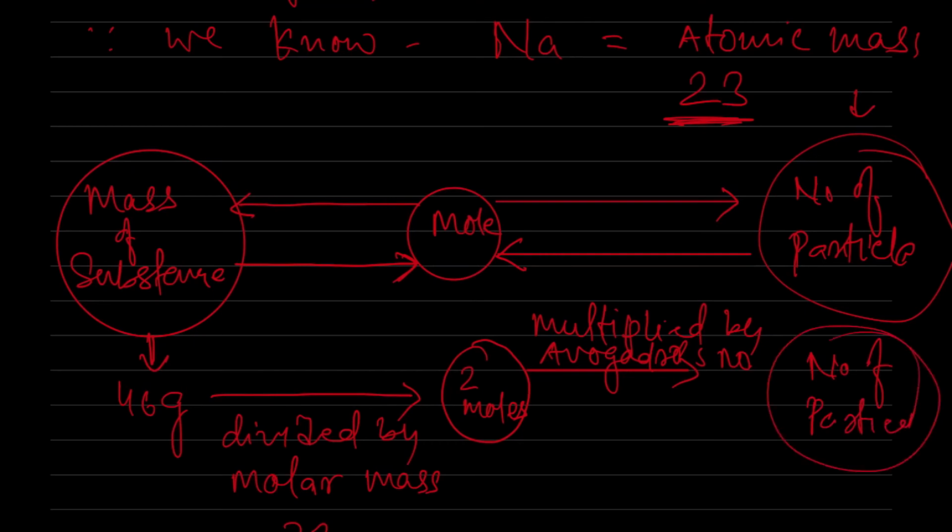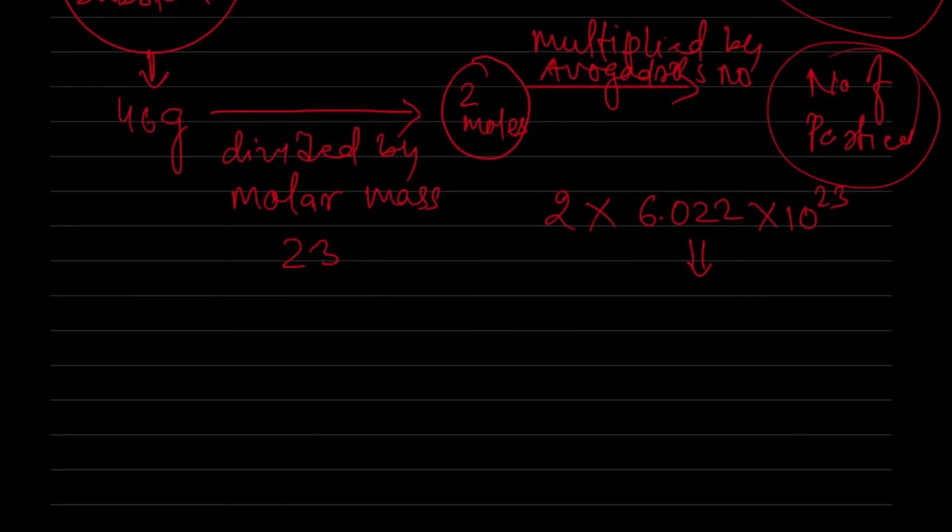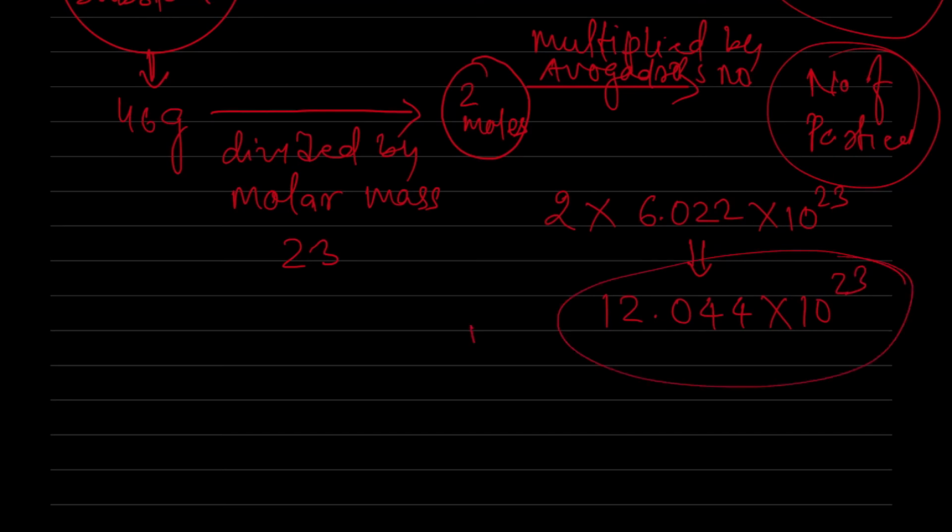See, if we divide this 2 by the Avogadro number, we know the value of the Avogadro number is 6.022 into 10 to the power 23. So the value we can calculate is 12.044 into 10 to the power 23. Okay, so our answer is 12.044 into 10 to the power 23 atoms.